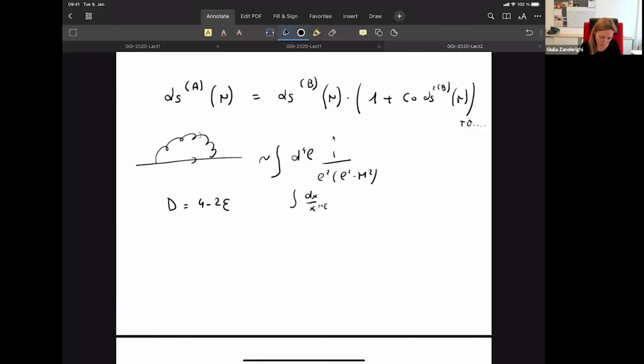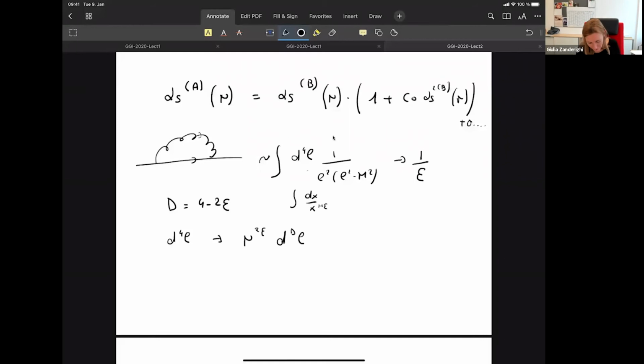Now, ultraviolet divergences show up as poles in epsilon, one over epsilon poles. When you change dimension, this d4l, to preserve the dimensionality, becomes something like ddl, and there is this factor mu to the epsilon.